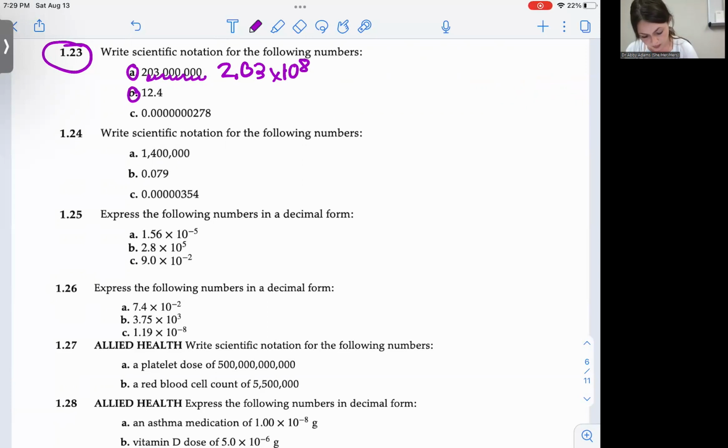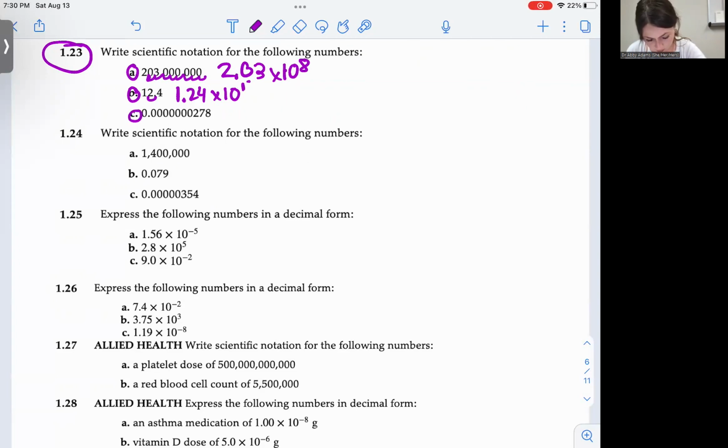Okay, B, 12.4. Okay, so this is positive because it's still bigger than 1, but see, we have 1. Like I said, it would be 1.24 times 10 to the, how many times did you move it over? Just 1. So if you move it back, it's going to be the same exact number. So here you have 1.24 times 10 to the power of 1.